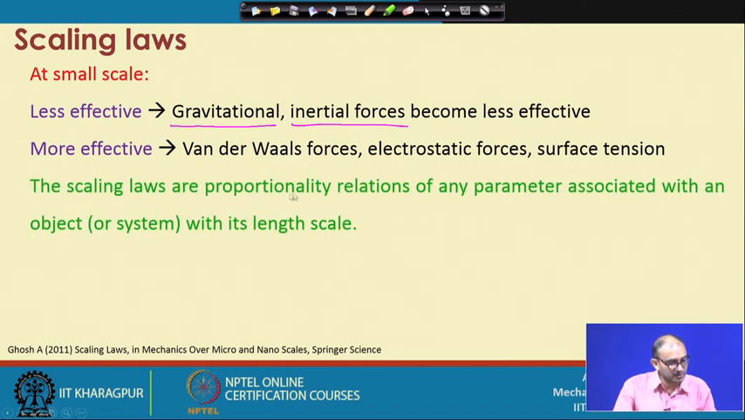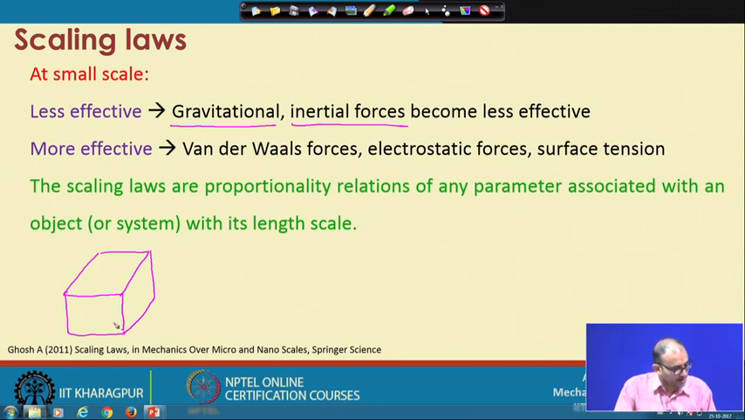So, scaling laws are proportionality relations of any parameter associated with an object or system with its length scale. Length scale means suppose we have one system. Here we will see that all these sizes are, let us consider, A and A, and this is one full, workable system. Now, this is A equal to 10 and A equal to 0.1. So, if it is 0.1, all sides will shrink to one particular component, then what is going to happen when this happens?